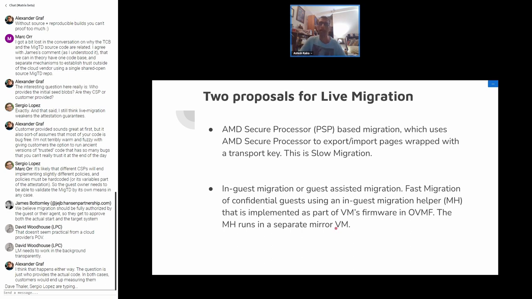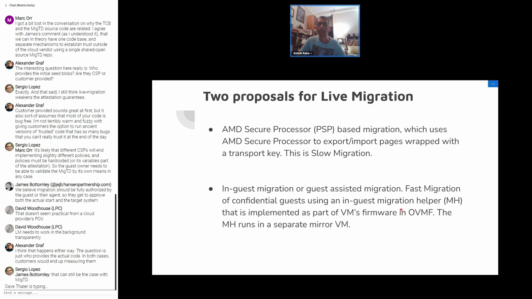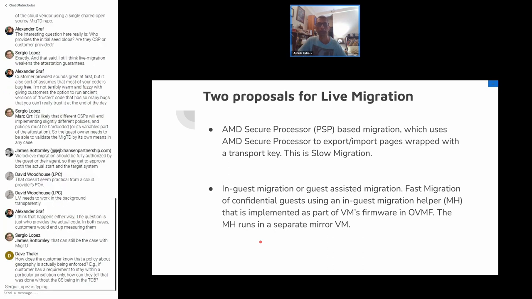The other is a fast migration, which is in-guest or guest-assisted migration, where there's a migration helper. As of now, there's a prototype implementation from IBM Research, which was also talked about at the KVM Forum, and which implements the migration helper as part of the VM firmware, that is the OVMF portion. Here, the migration handler runs in a separate mirror VM, which is a clone of the primary VM and shares the memory context and the encryption context with the primary VM.